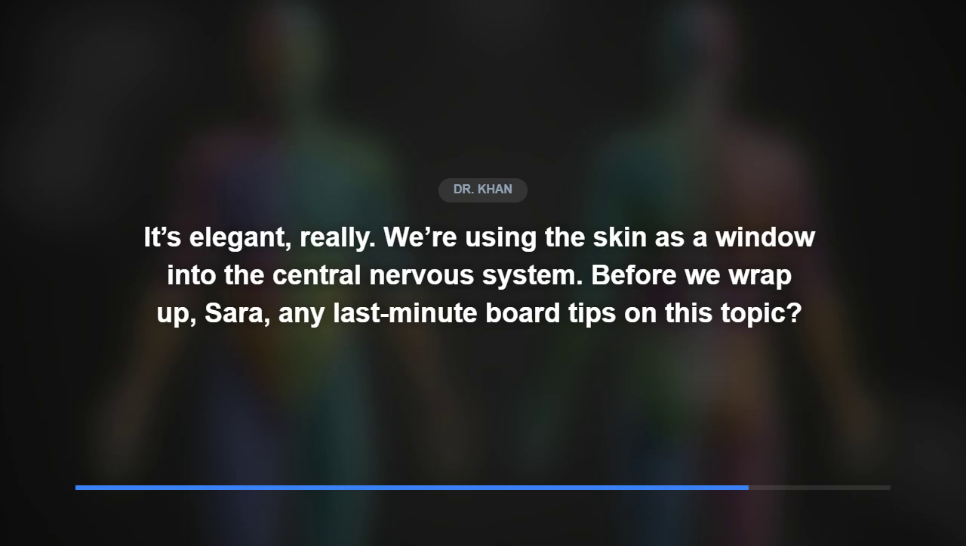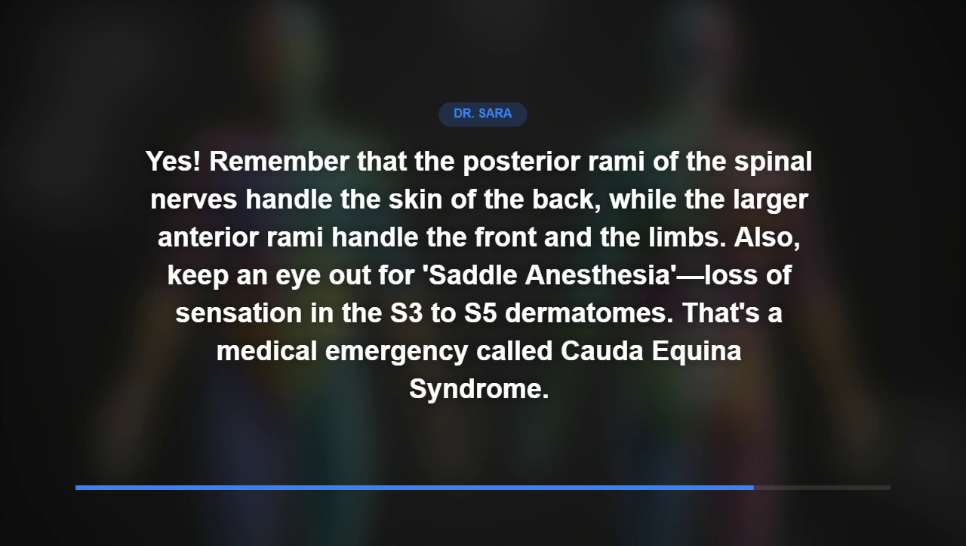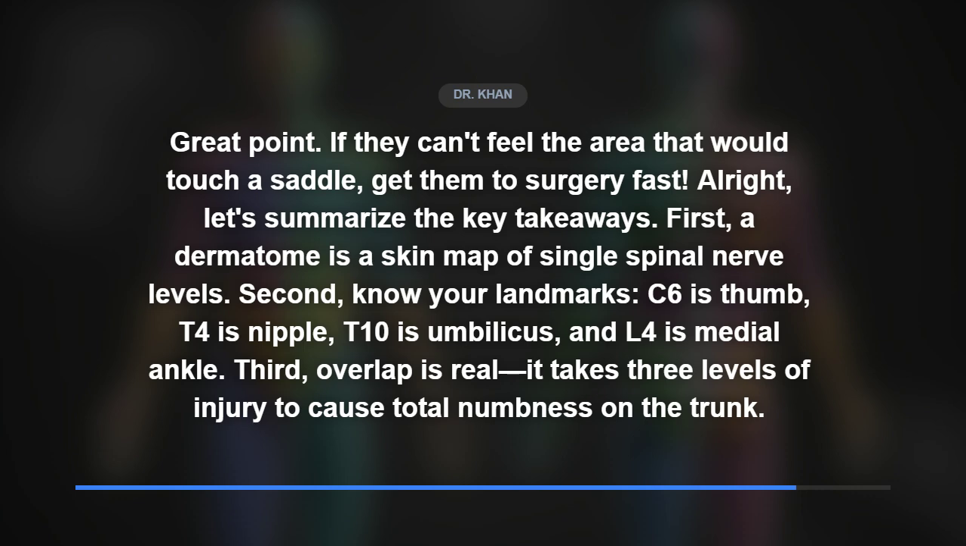Before we wrap up, Sarah, any last-minute board tips on this topic? Yes. Remember that the posterior rami of the spinal nerves handle the skin of the back, while the larger anterior rami handle the front and the limbs. Also, keep an eye out for saddle anesthesia, loss of sensation in the S3 to S5 dermatomes. That's a medical emergency called cauda equina syndrome. Great point. If they can't feel the area that would touch a saddle, get them to surgery fast.